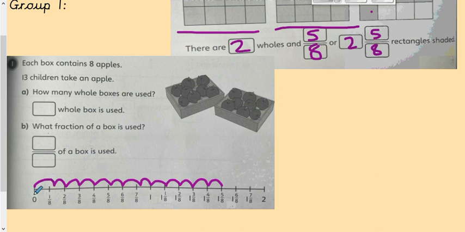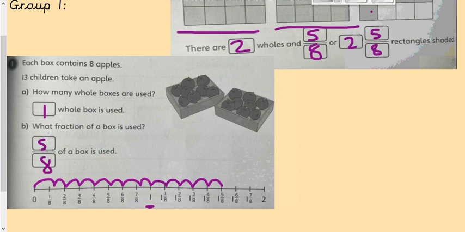So if we have 1 whole, it's always split into 8s because each one is 1 apple. That's a whole because that's a whole box. And then you carry on. So therefore 1 whole box is used because you can see we pass 1 whole. And we then have 1, 2, 3, 4, 5 eighths left over. And you could have also used the pictures to help you as well.